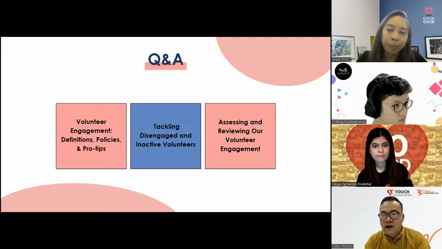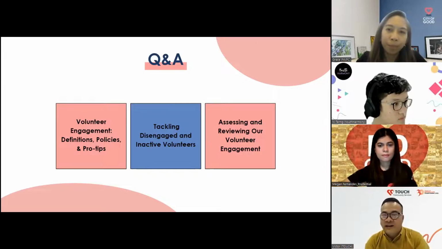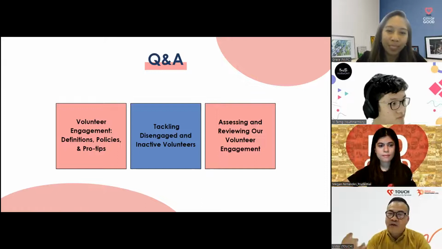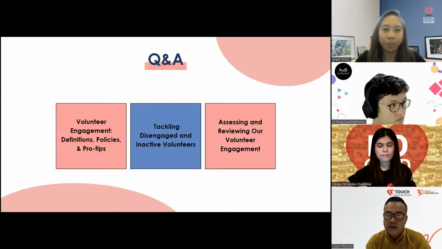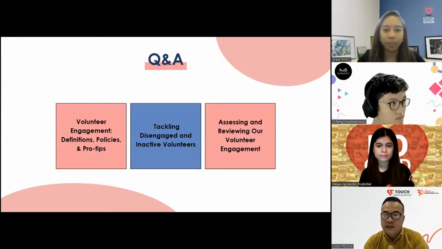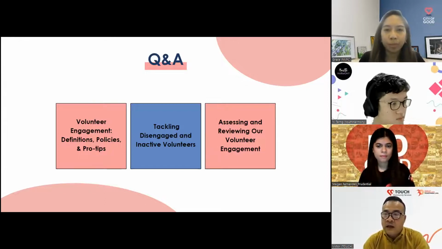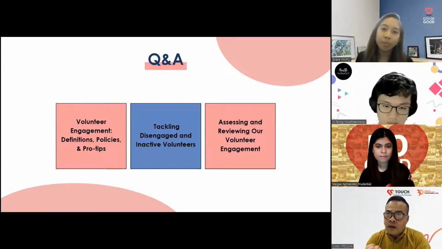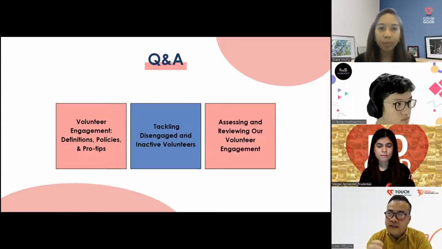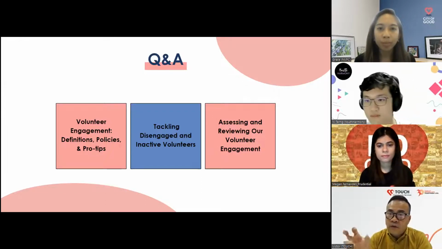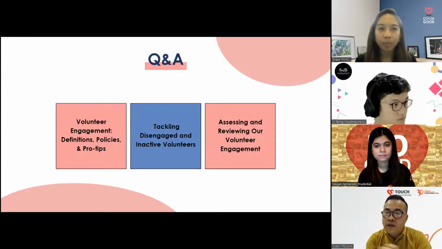And of course, we also ask how likely are you to recommend Touch to other volunteers. So that will give you rough data on where you are heading in terms of your volunteer satisfaction with the organization. Of course, we also look at the volunteering hours. Like, for example, I remember in the past there was an hourly rate being equated to volunteering hours.